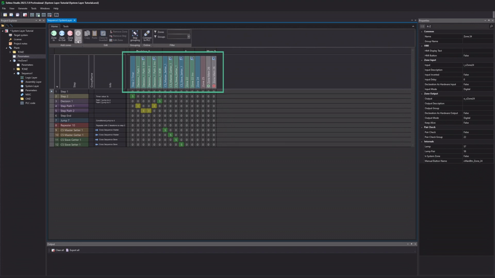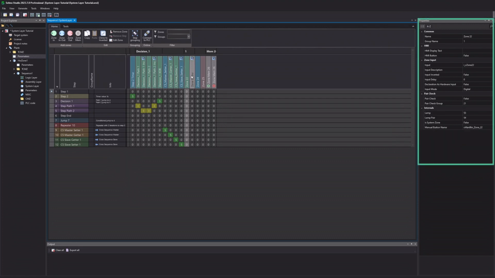Zones allow to define and control different areas of a system. The system layer uses bit-driven logic functions to link process signals and control corresponding outputs. The system layer is divided into zones, each of which monitors or controls a part of the overall process.